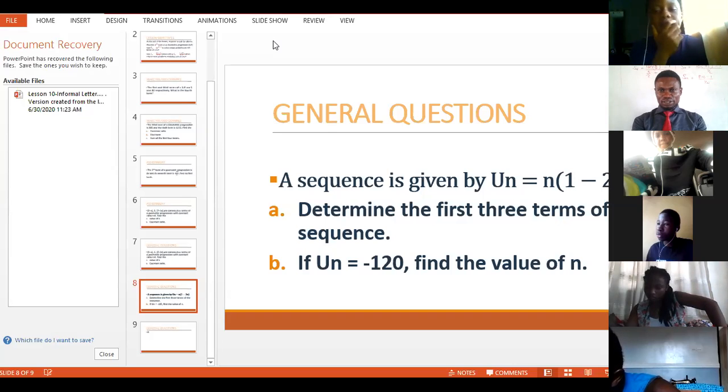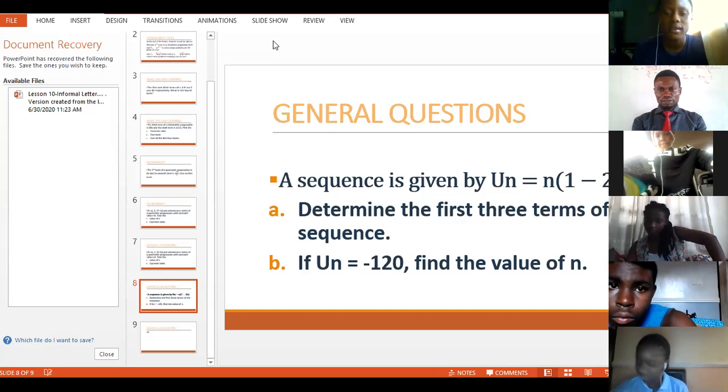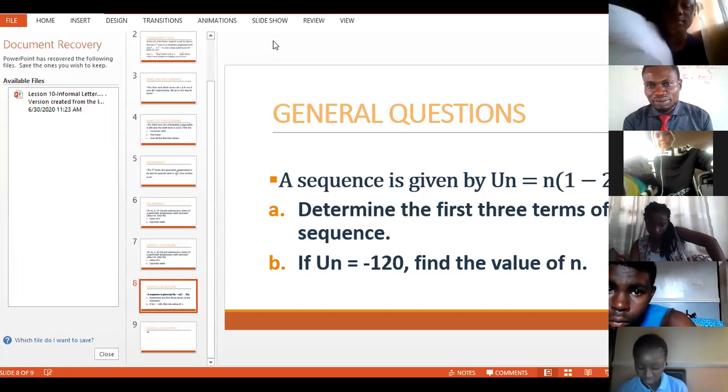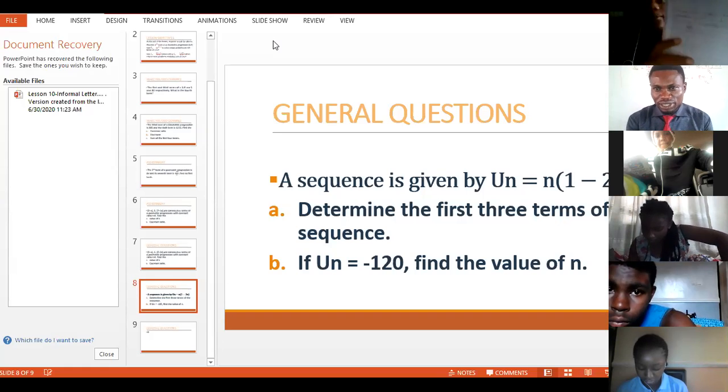Just show me your book. Show your book to the screen. I haven't done the second one. Yeah, show me the first one. I just need to see the answer. I want to be sure you worked on it. If not, I would have just asked you to tell me what the answer is. Bring it closer.